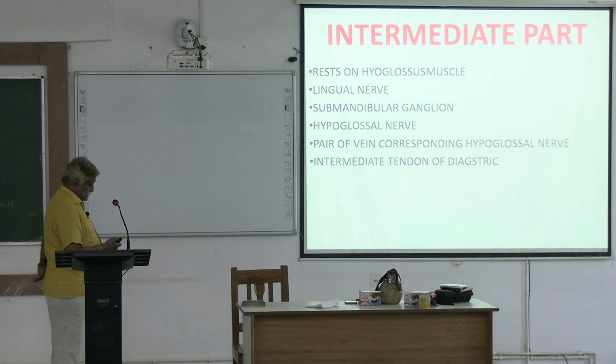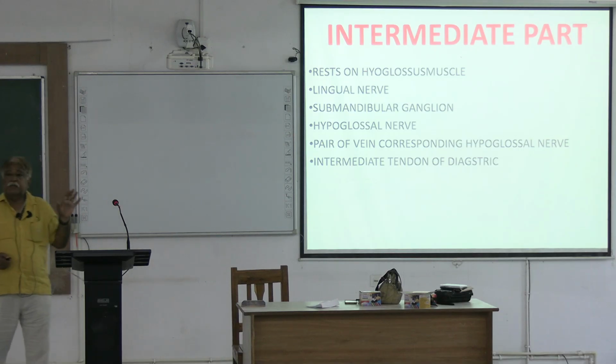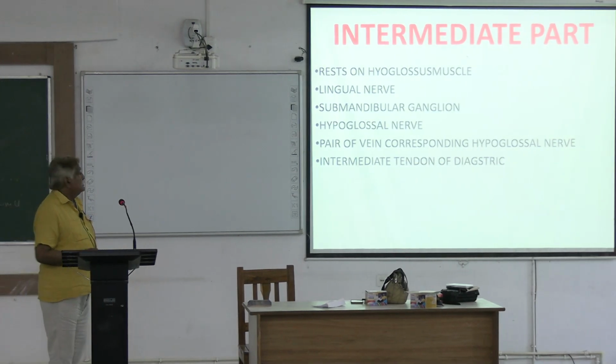Intermediate part rests on the hyoglossus muscle, lingual nerve, submandibular ganglion, hypoglossal nerve, pair of veins corresponding to the hypoglossal nerve, intermediate tendon of digastric. The picture at the beginning of the slide, please note and see.